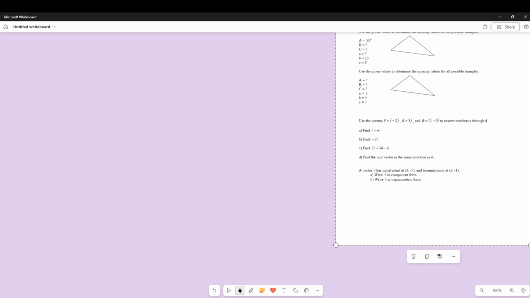So this is a continuation of the solutions for our techniques final, and we were in these triangular questions, so we're going to start over here. Use the given values to determine the missing values for all possible triangles. Here we're given side lengths only, so I'm going to label them 3, 5, and 7. And we need to figure out what our angles are.